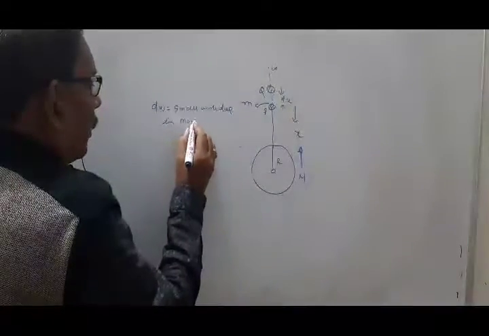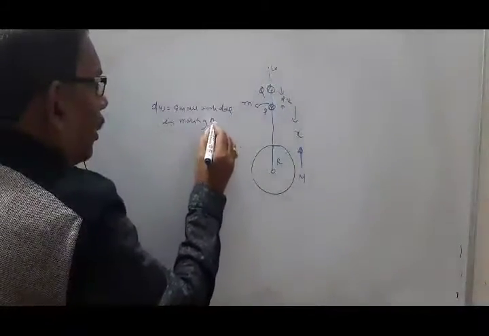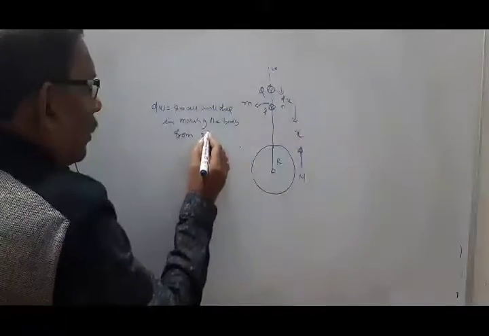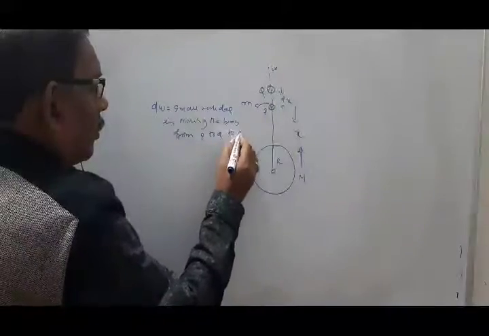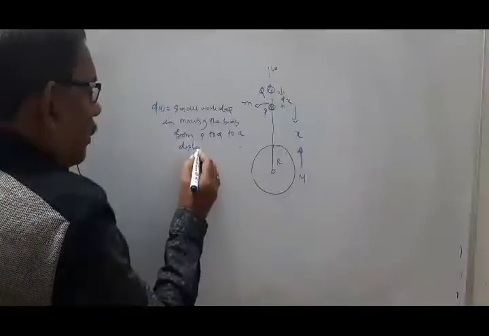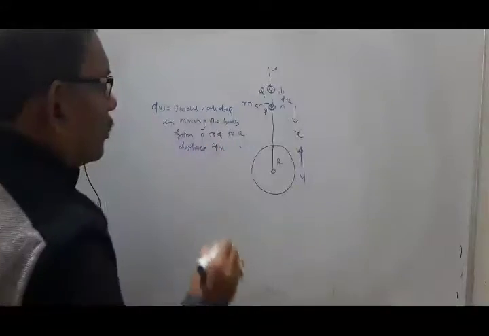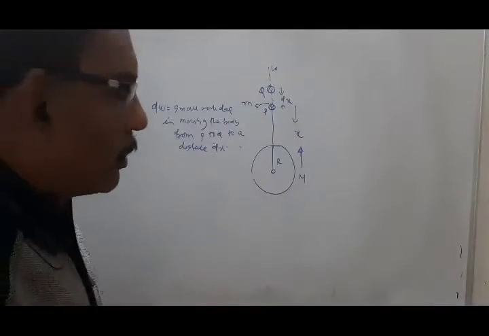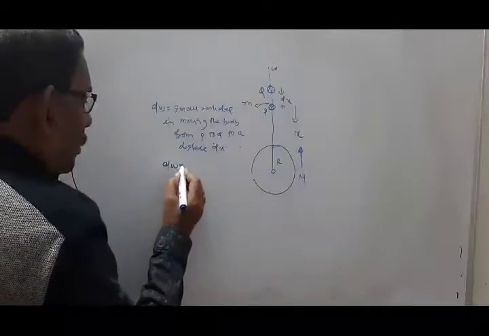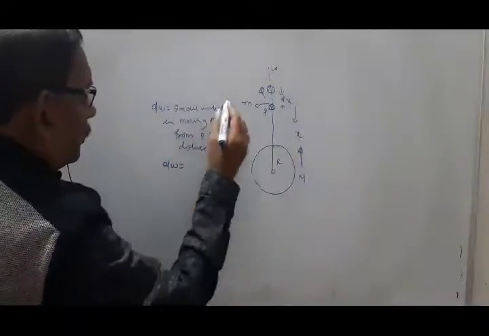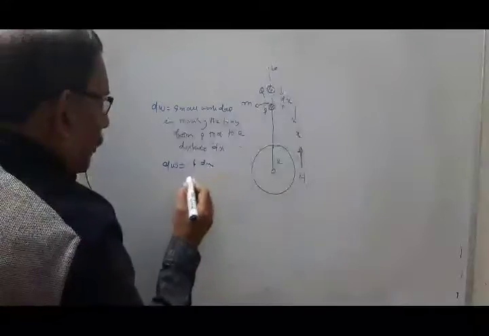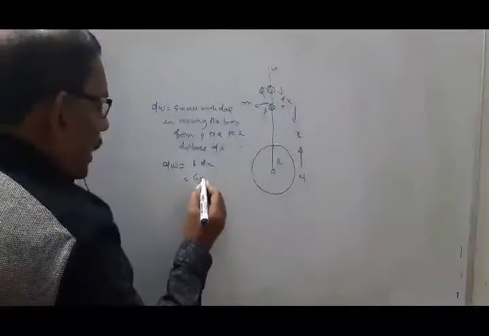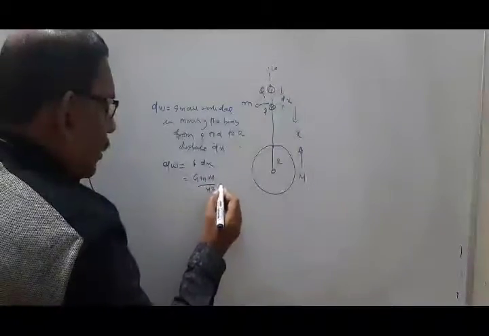In moving the body from P to Q through a distance dx, as already shown in the figure, this work done is against the force of gravity. Here dW equals F dx, so dW is equal to GMm by x square dx.